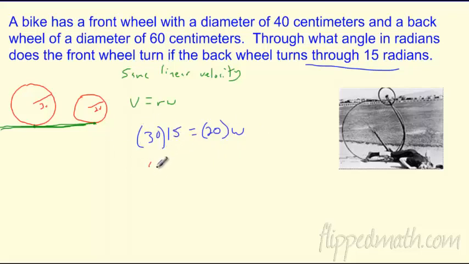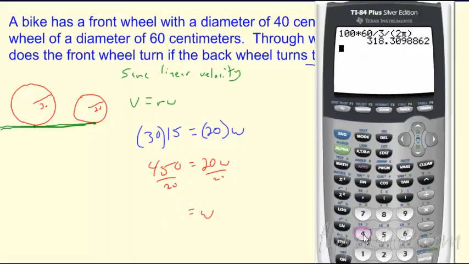So if I multiply this out, what am I going to get? I'm going to get 450 equals 20w. Boom, divide by 20, divide by 20. What is my angular velocity, or what are my radians? In this case, let's go ahead and get it. We're going to do 450 divided by 20.